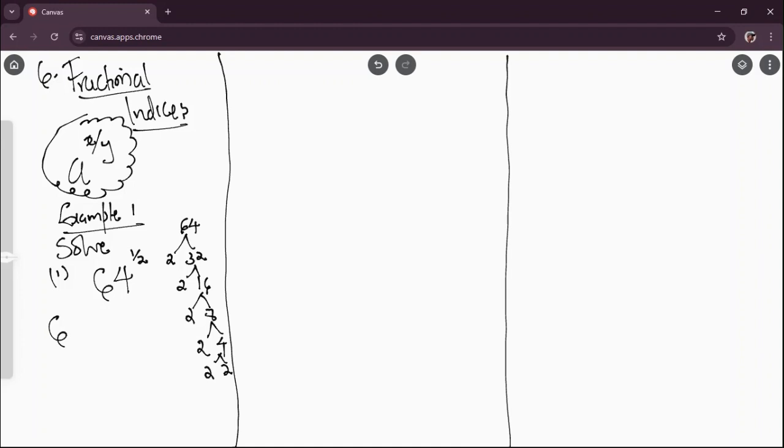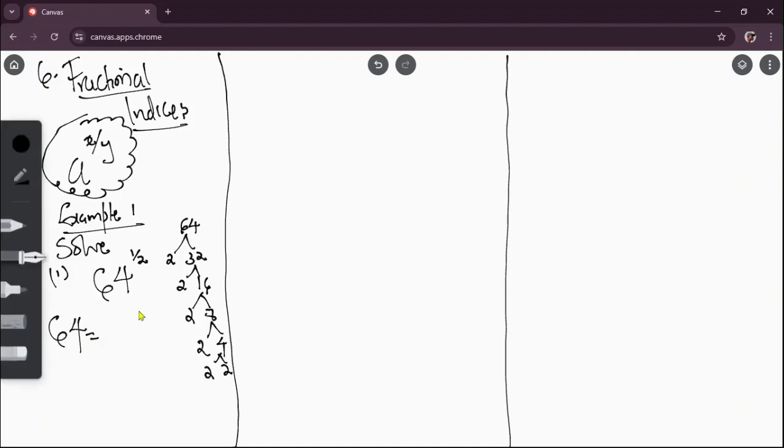So 64 in power form is the same as 2 multiplied, and 2 appears how many times? 1, 2, 3, 4, 5, 6. It is the same as 2 power 6. Therefore, this 64 can also be written as 2 raised to power 6.